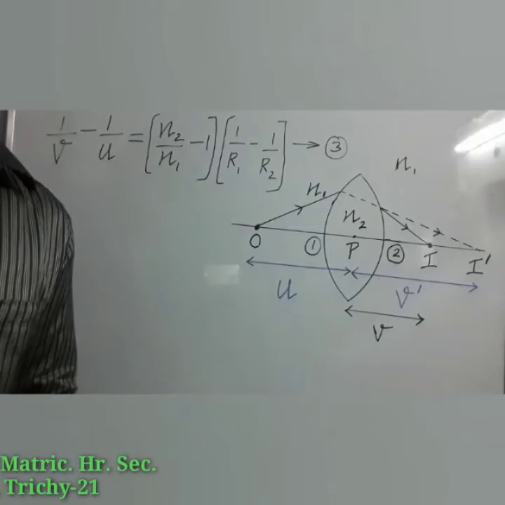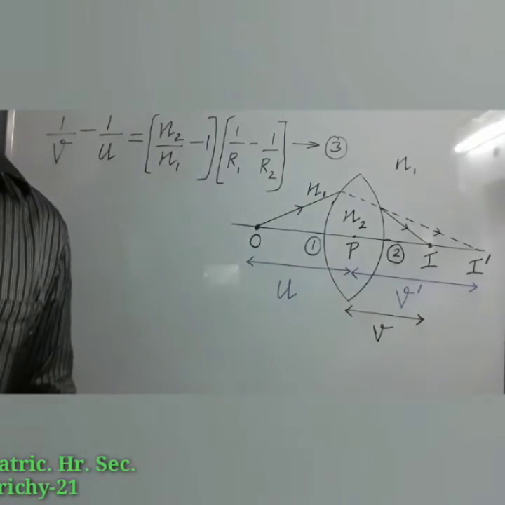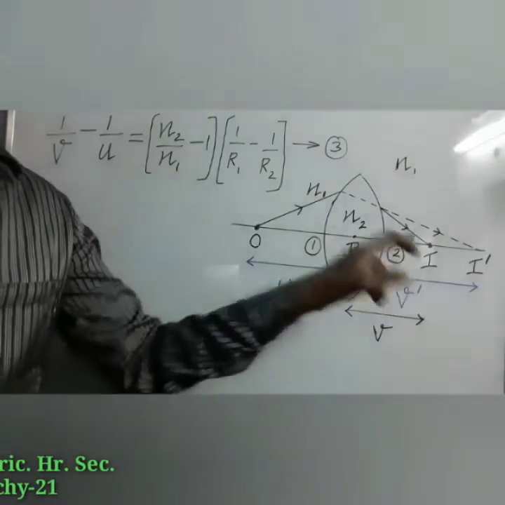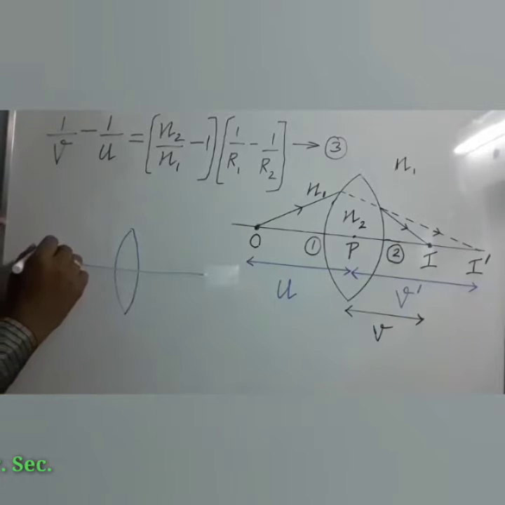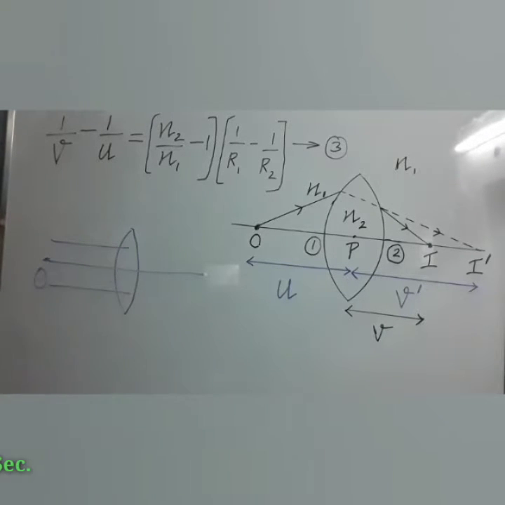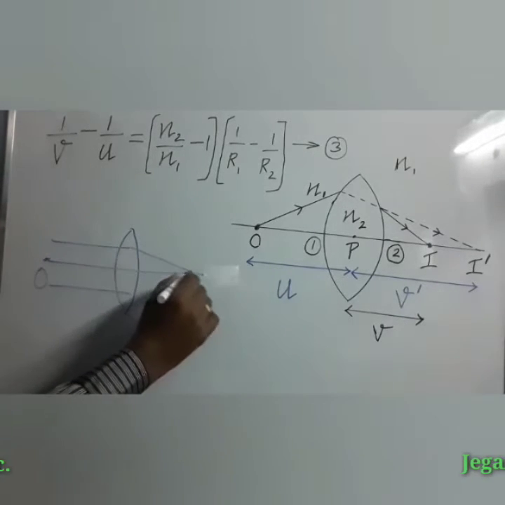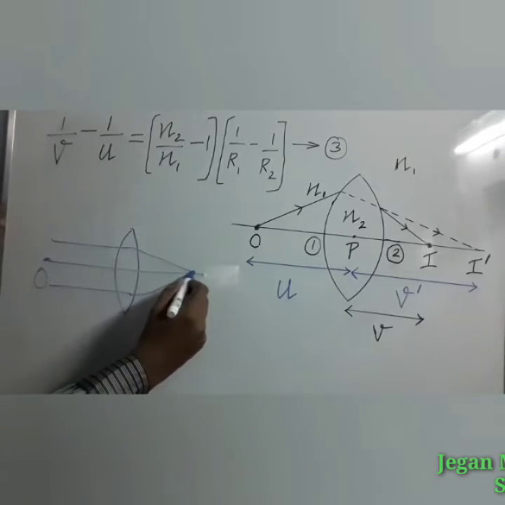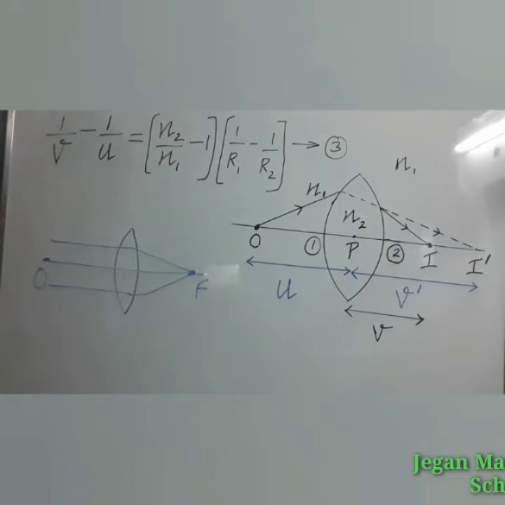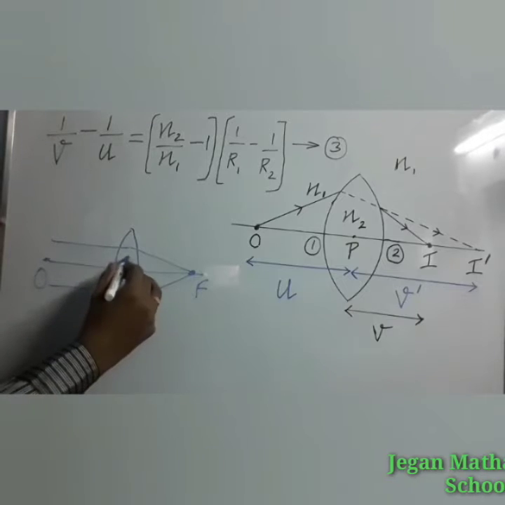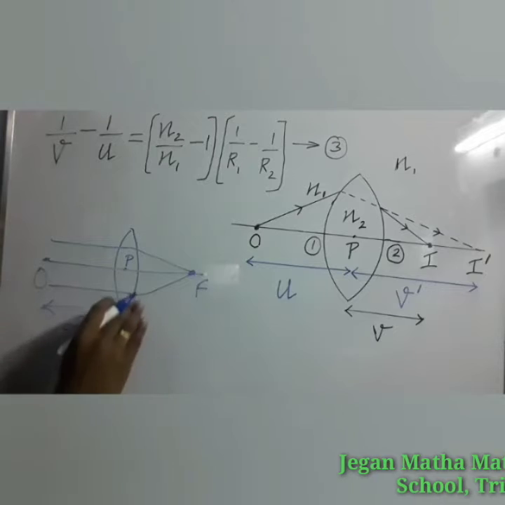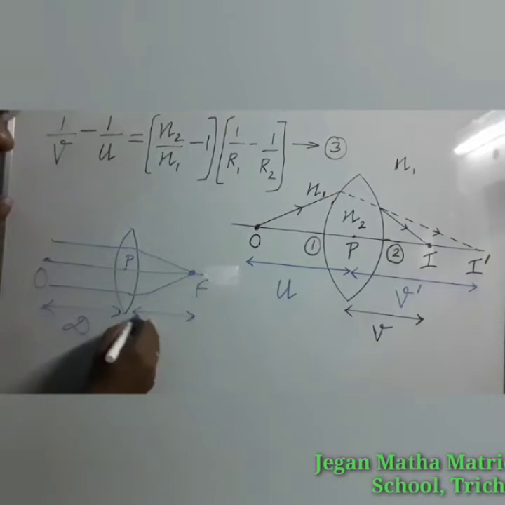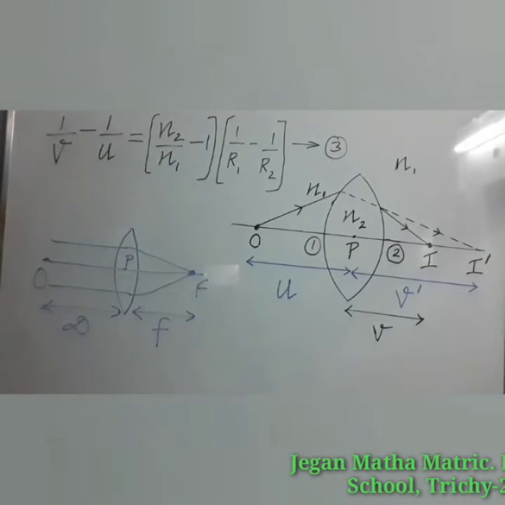Imagine if the object is at infinity, then the image will be formed at the focus of the lens. We know that already. If the object is at infinite distance, that will produce parallel rays. So after the refraction, the rays will meet at the point called focus. Now what is the distance between the pole and the object? Infinity. What is the distance between the pole and the image? Focal length of the lens.